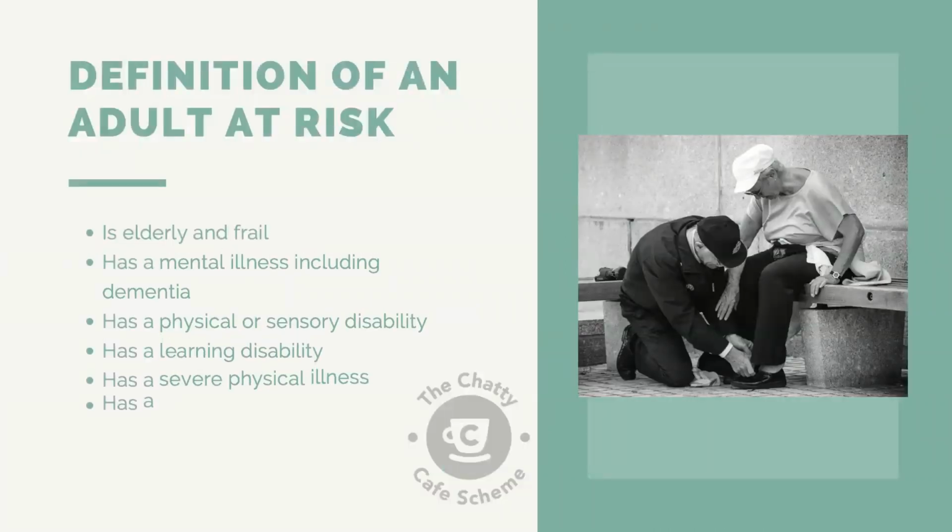The definition of an adult at risk is someone who is elderly and frail, or someone who has a mental illness, including dementia, or someone who has a physical or sensory disability, someone who has a learning disability, someone who has a severe physical illness, someone who has a history of substance misuse, or someone who is homeless.